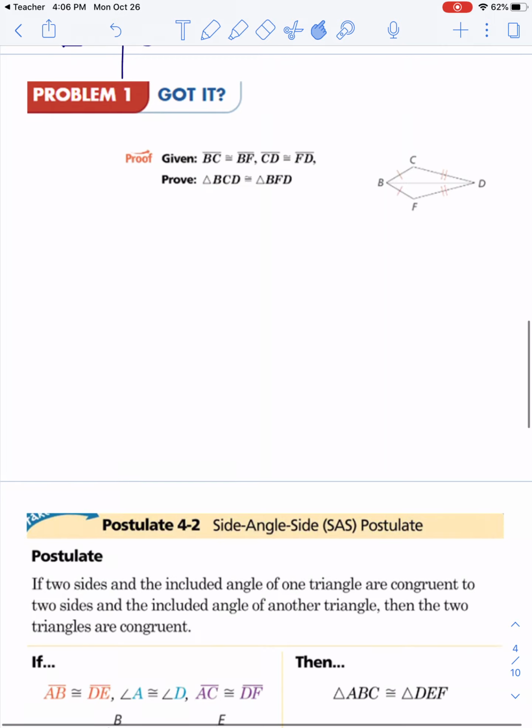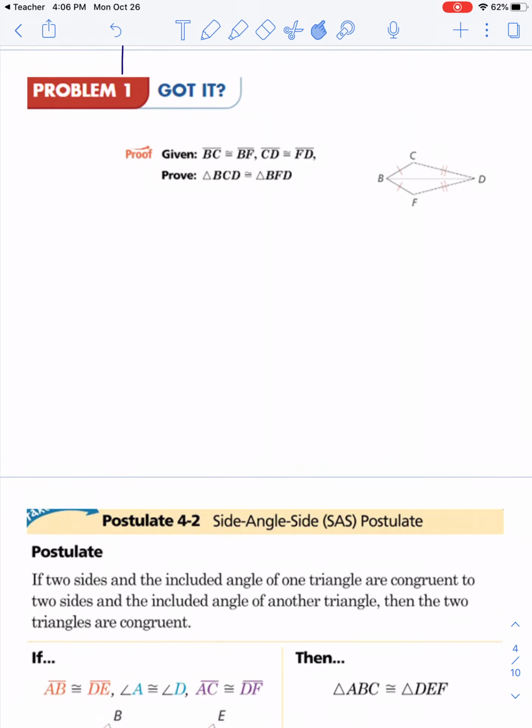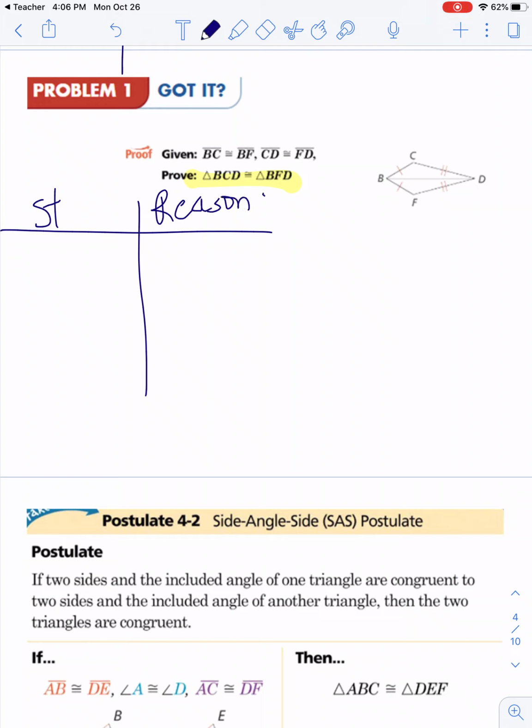If you need to slow this down at any point, you can hit pause and keep going, but I'm going to keep moving. On this particular triangle, you have been given that BC is congruent to BF, CD is congruent to FD. To prove then that triangle BCD is congruent to triangle BFD. All right? So take a look at it. Set yourself up with your statements and your reasons, and see if you can't prove this one.